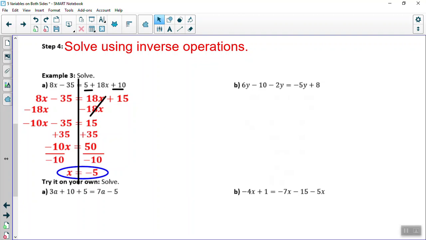And let's try this one here. So again, I'm going to look for parentheses on either side. I don't have any. I'm going to put my focus just on my left side. I'm going to look for like terms. So I have a variable, a constant, and a variable. So I have two variable terms. I need to put both of them together.